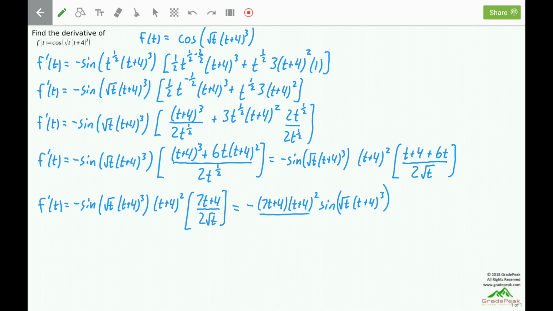And then all of this is over. Everything's multiplying here, so everything is over that denominator. We're not needing to find a common denominator when you multiply. You just multiply all the numerators and put it over the multiplication of all the denominators. And there is the factored and simplified version of the derivative f prime of t.